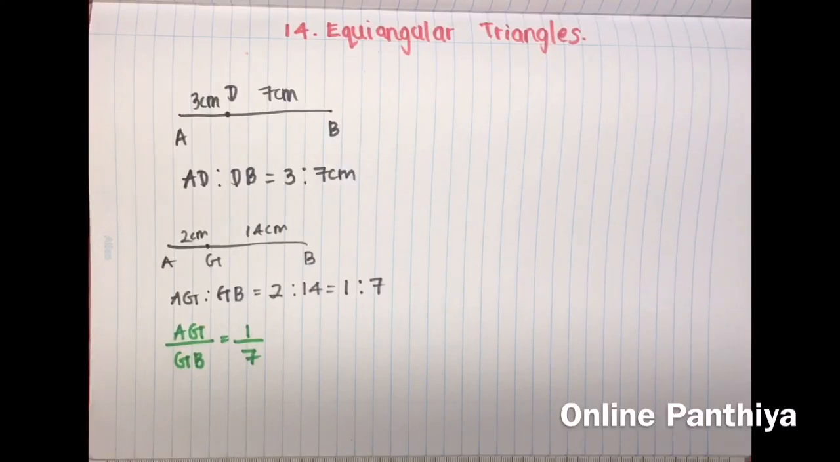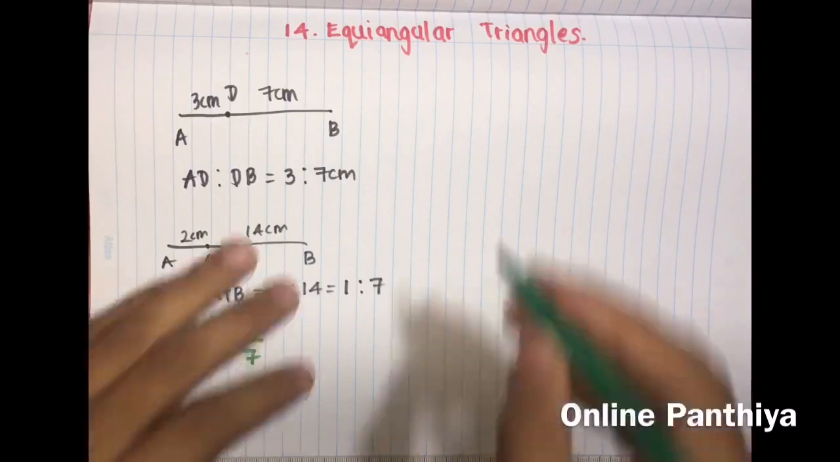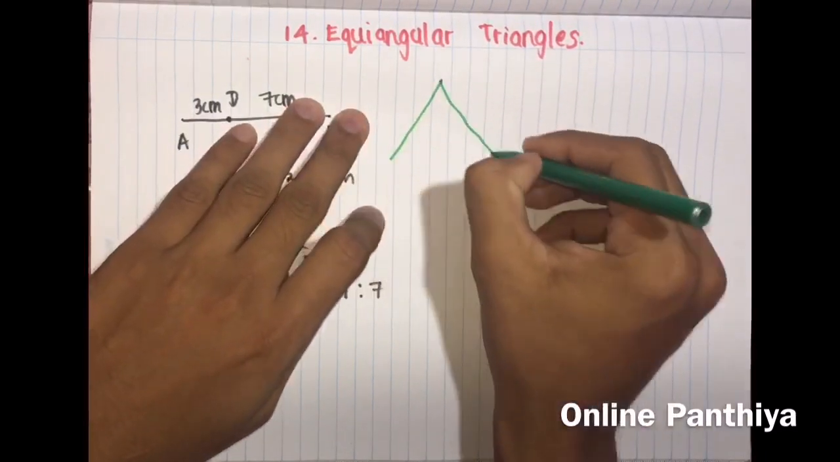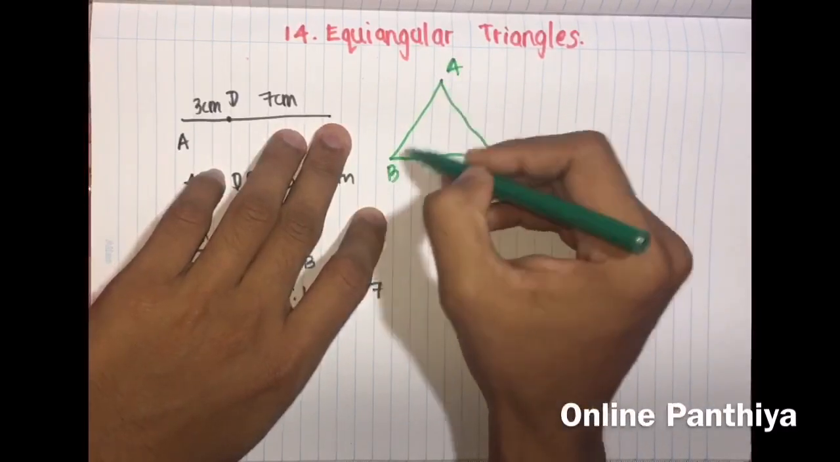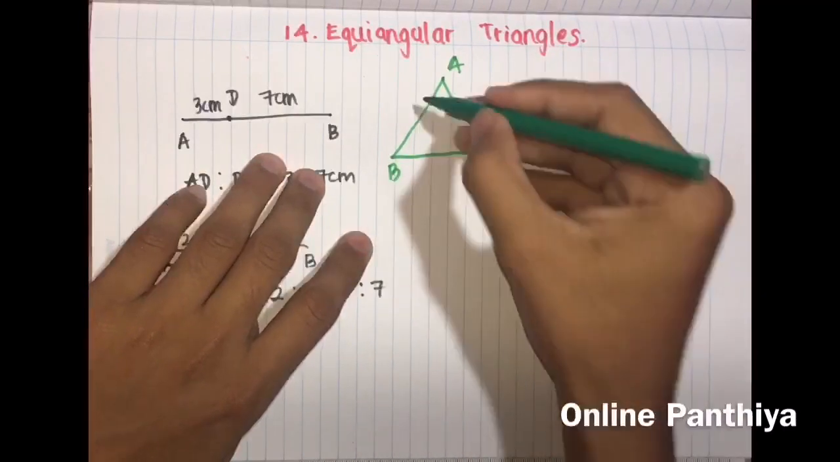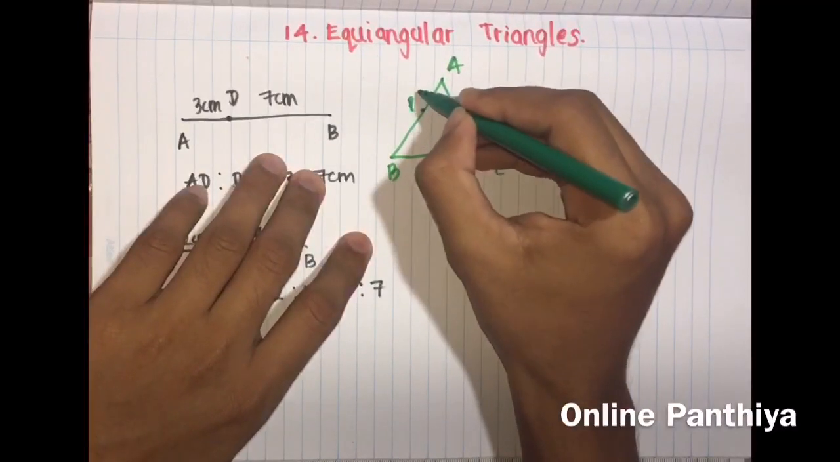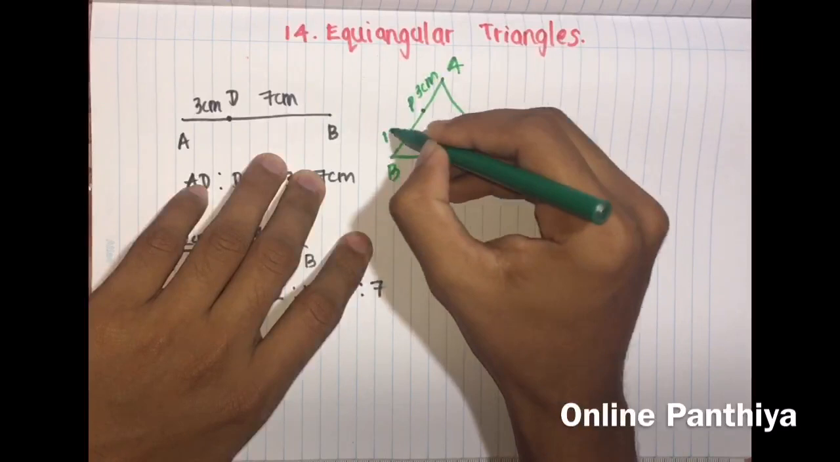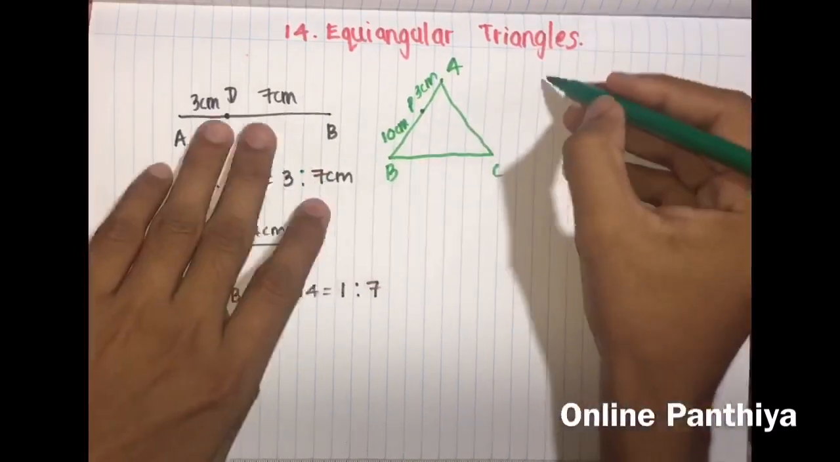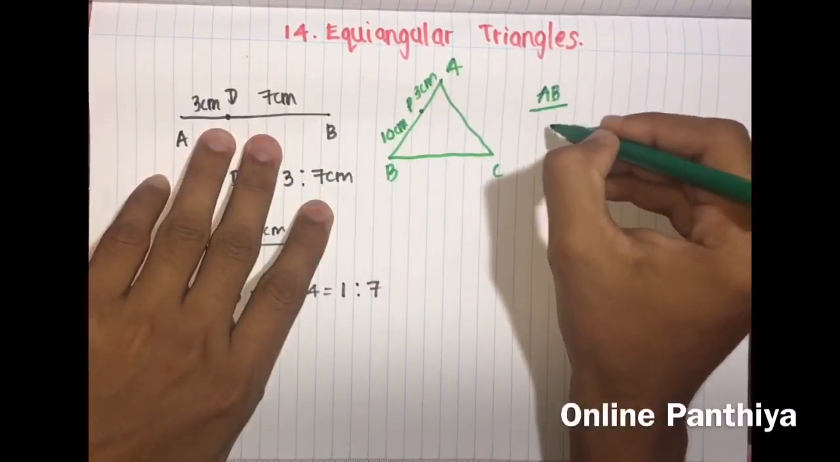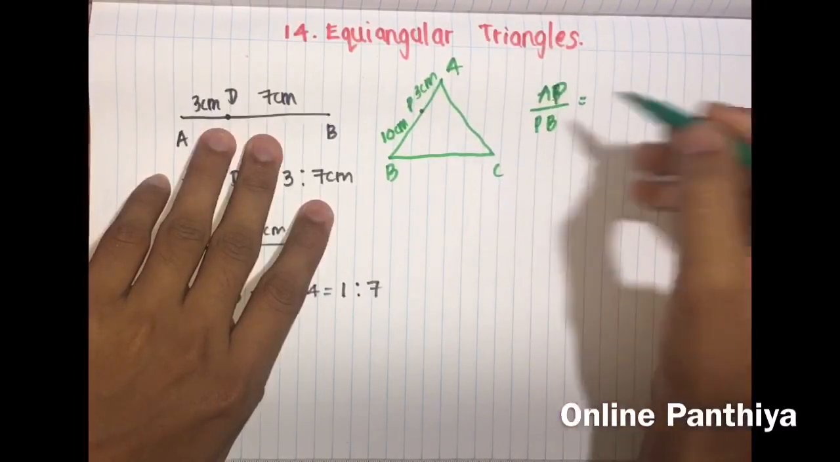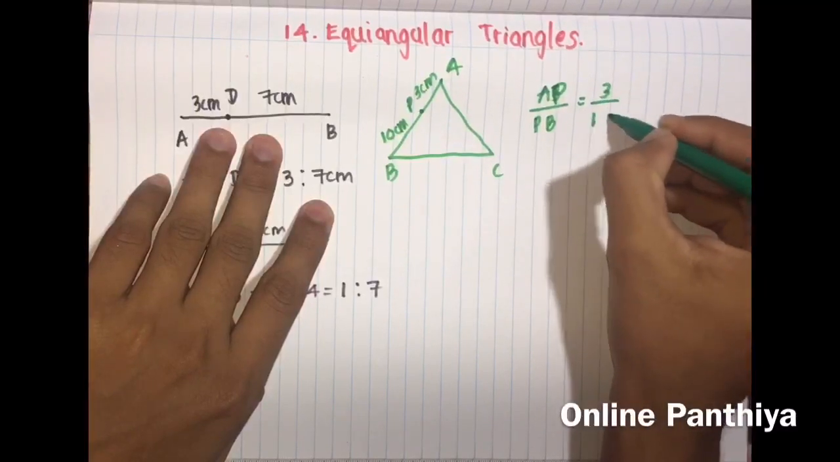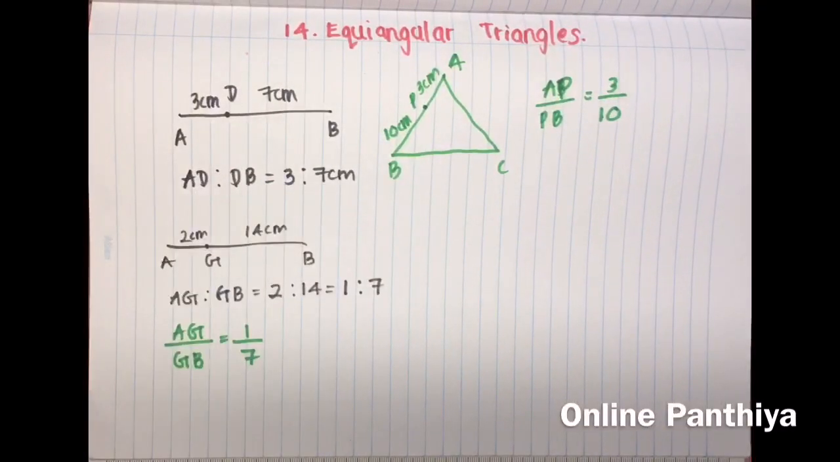Now, let us first consider a triangle. Say you have a side of a triangle. If you just consider one side of a triangle, it is also like a straight line, right? Now we'll say here you have P. Say this is equal to 3 centimeters, and this is equal to 10 centimeters. Now if I ask you what is AP over PB, how do you write? Yes, it is 3 over 10. Is that part clear?